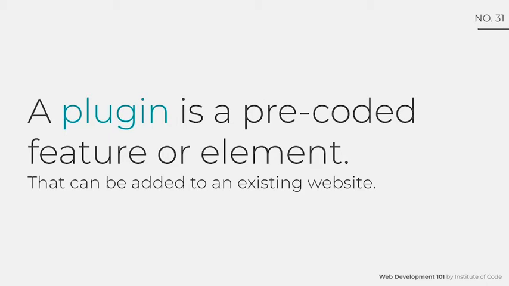A plugin is similar to a theme, it's similar to a framework. A plugin, though, is a specific feature or element that's been pre-coded. So, for example, on the Institute of Code website, we use a plugin for our Instagram widget. So the Instagram banner that automatically displays our up-to-date Instagram feed at the bottom, that's a pre-coded plugin.